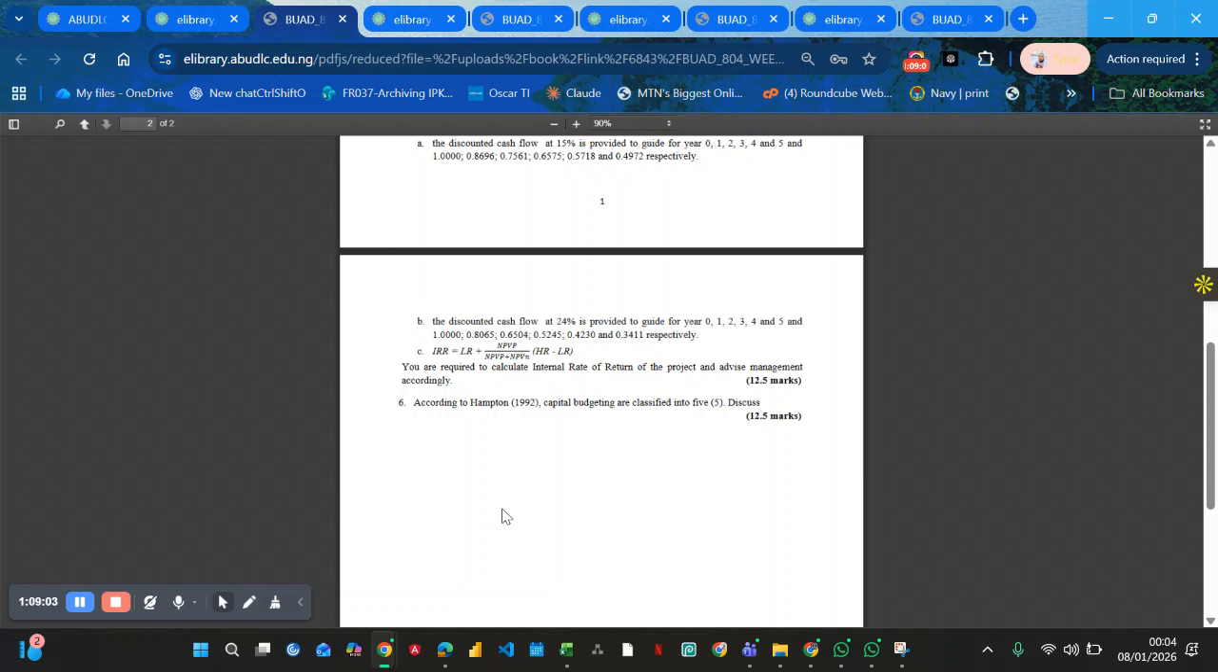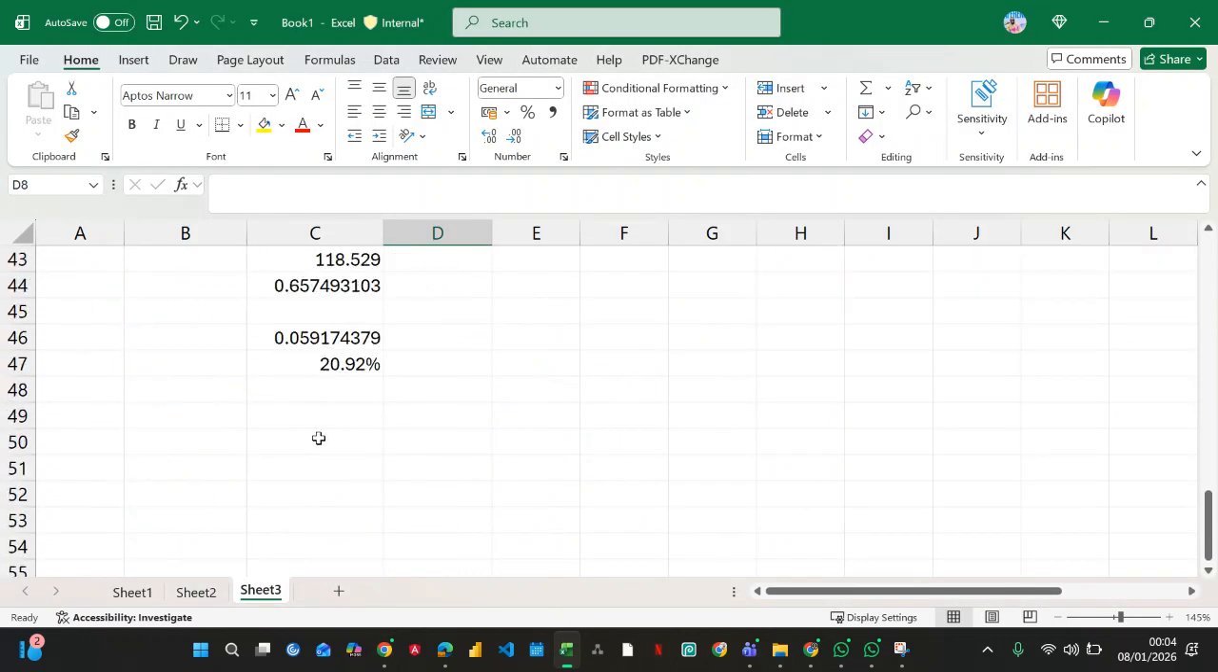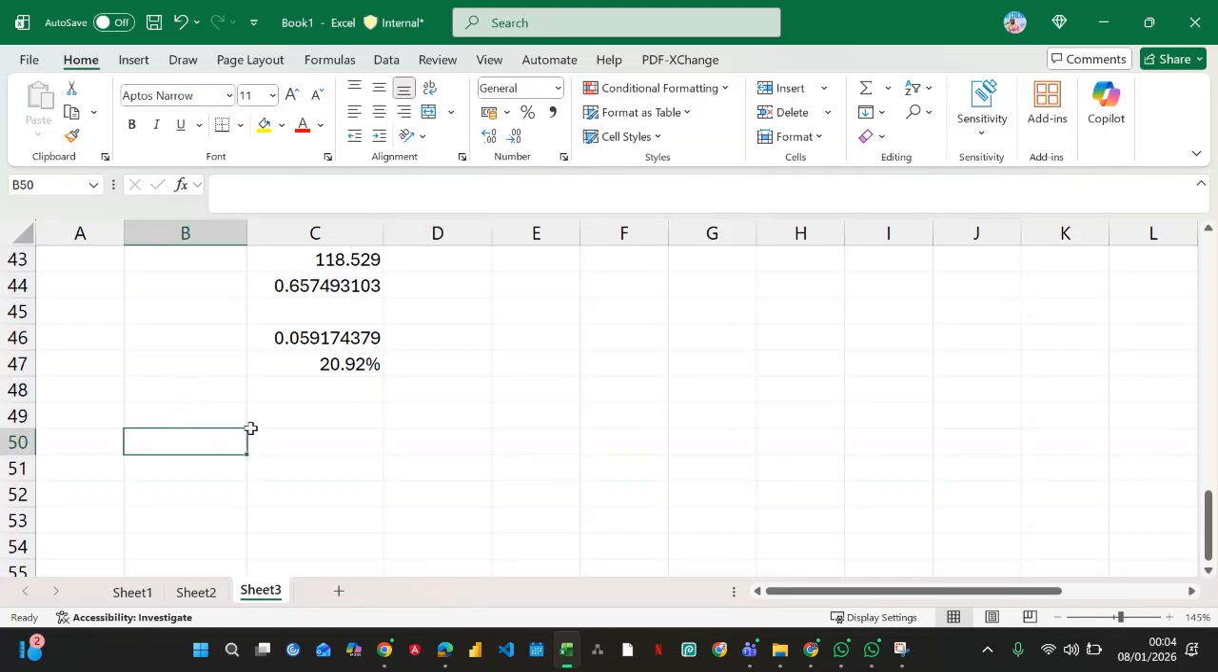Remember they said that you should get the question right, and then you should advise the management accordingly. So now, what are we going to tell the management? This is what I'm always talking about. This is the question I was asking that time. After everything, you now have to advise the management.